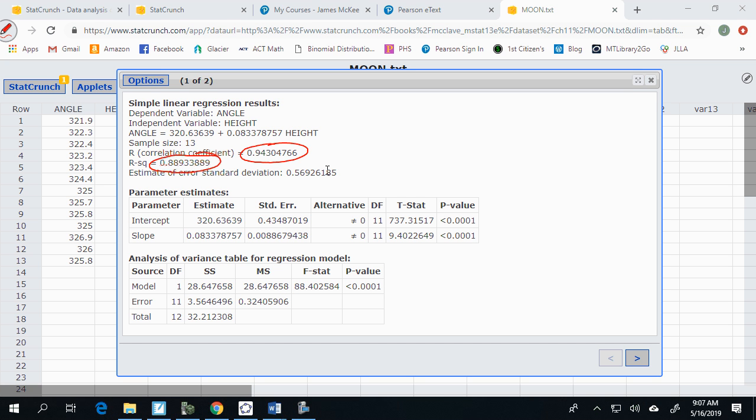The regression model accounts for about 88.9% of the variance. Right. Okay. About 88.9% of the variance in angle is accounted for by changes in the height. Okay? Good. So you need to be able to write a sentence like that from r and r squared. Okay? All right. Got that.